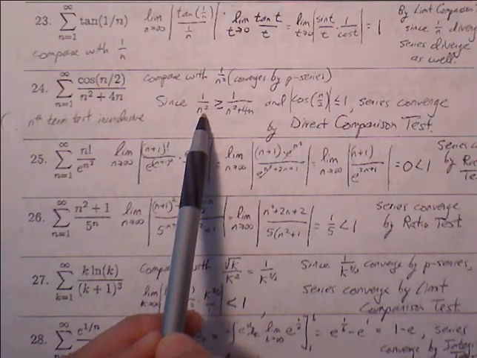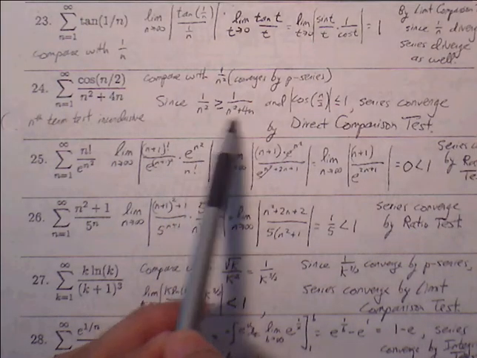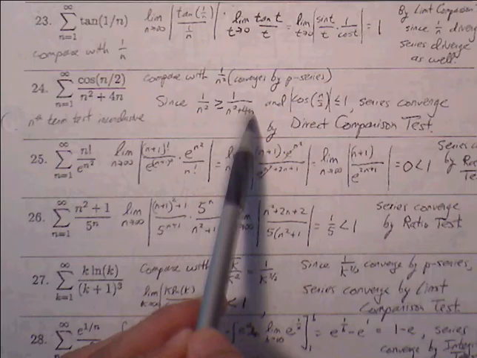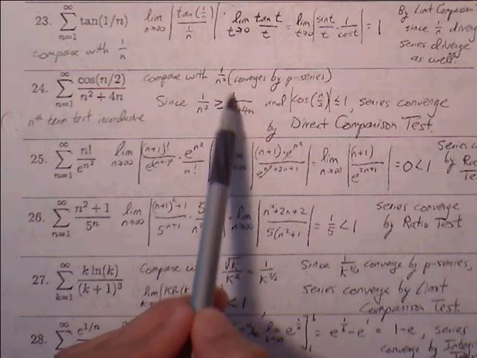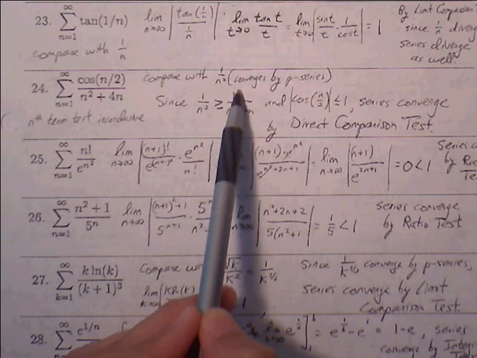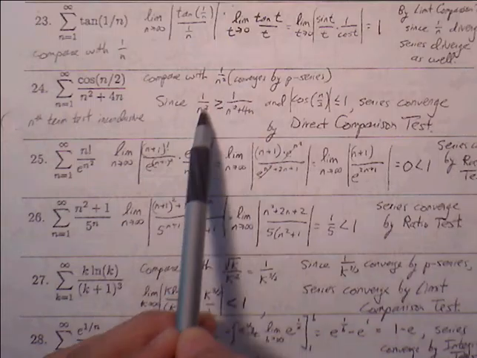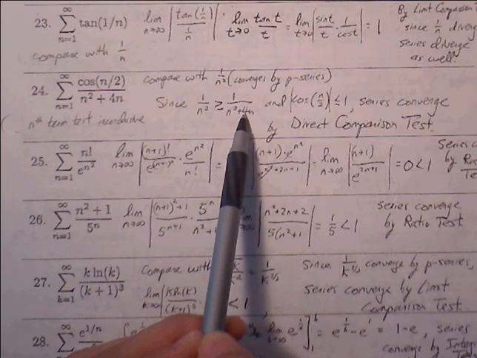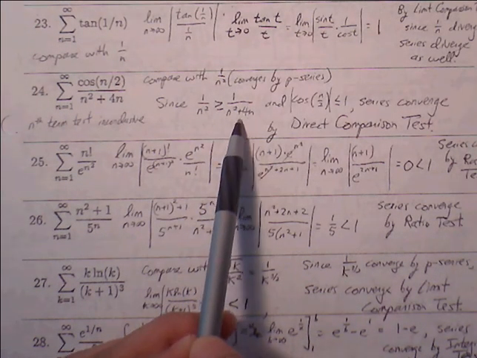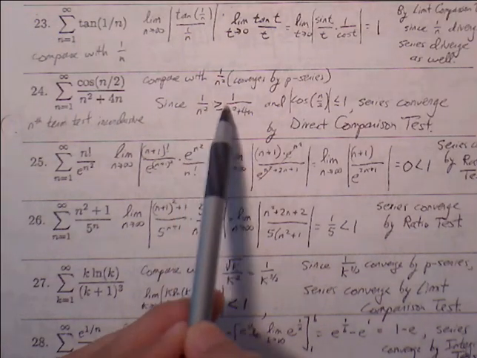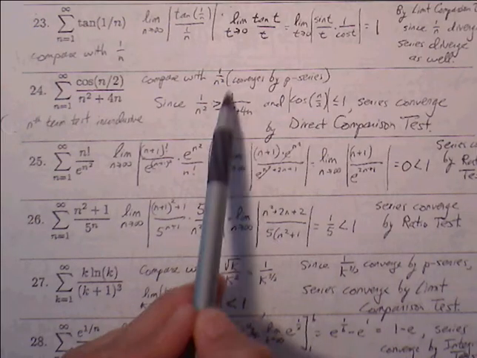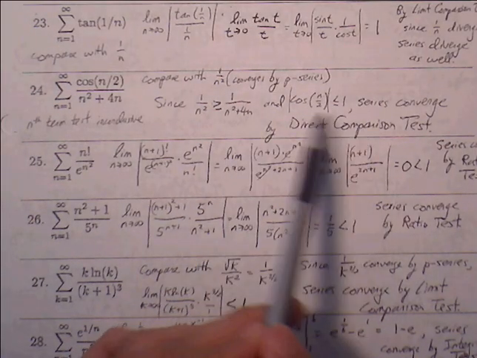So if we do a direct comparison test, we know that 1 over n squared is greater than 1 over n squared plus 4n. We know that essentially cosine n over 2 is going to oscillate to values close to 1. So we know 1 over n squared is greater than or equal to 1 over n squared plus 4n, and we know that this expression, or this rule of sequence, will converge. So anything that is less must also converge. So by direct comparison test, we know the series will converge.